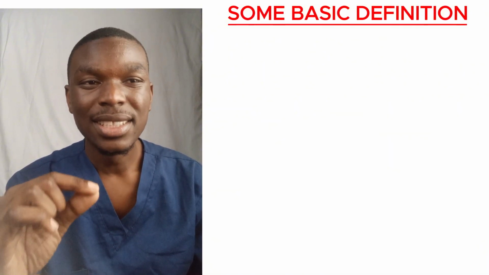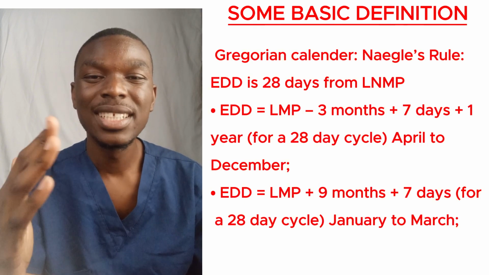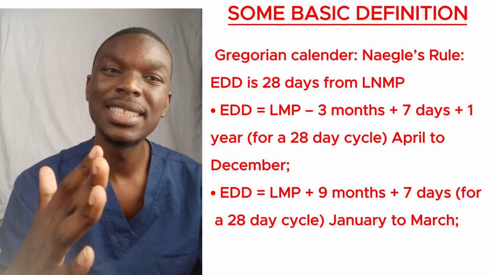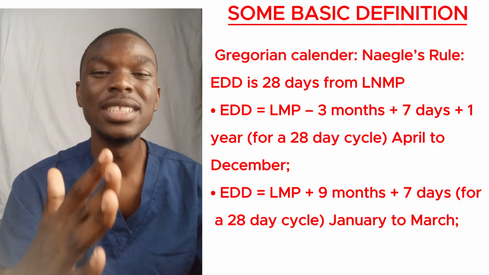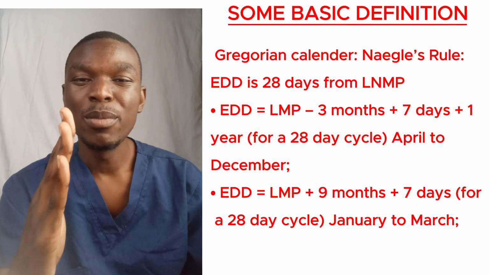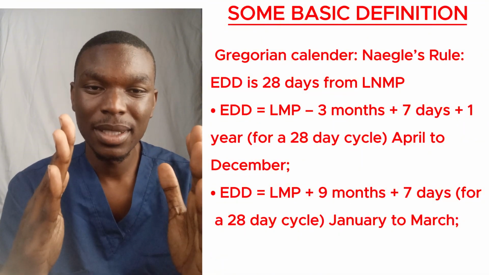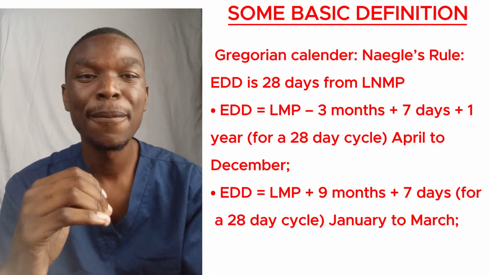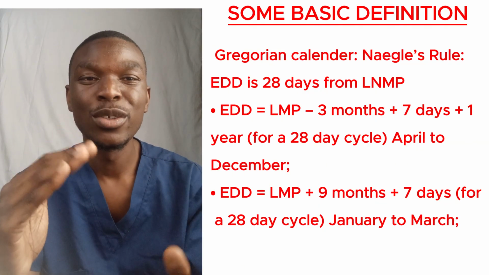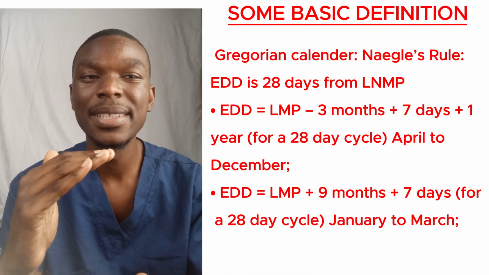Using a 28-day cycle, you write EDD is equal to LMP minus 3 months plus 7 days plus 1 year, for months between April and December. Then, if it's between January and March, you say EDD is equal to LMP plus 9 months plus 7 days.